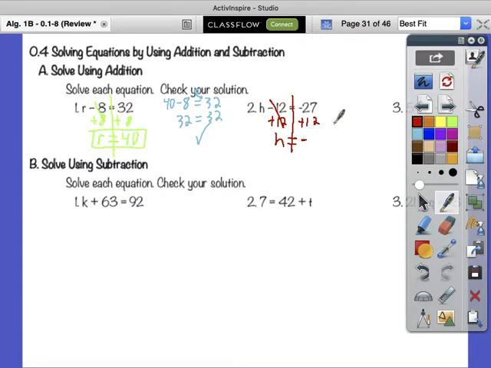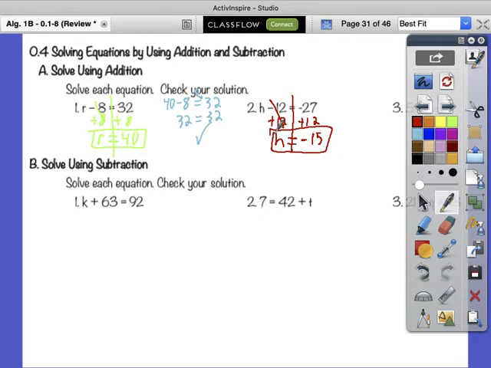And how do we know what our answer is? When they're different signs, you subtract them. And you just take the sign of whichever number is bigger. So what is 27 minus 12? It'd be 15, negative 15. So our h is equal to negative 15 is our answer.